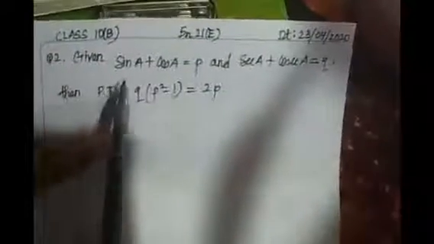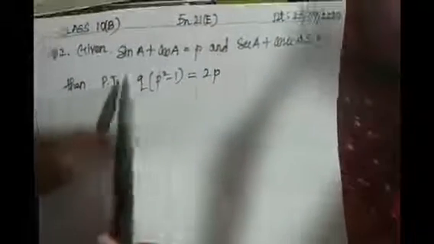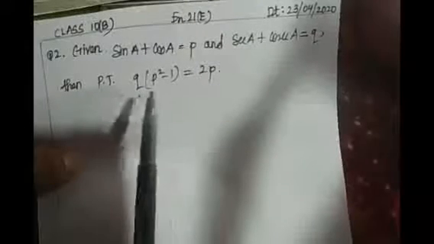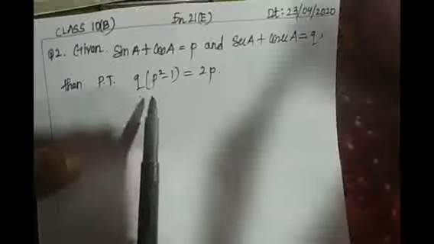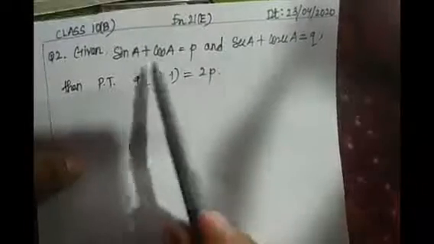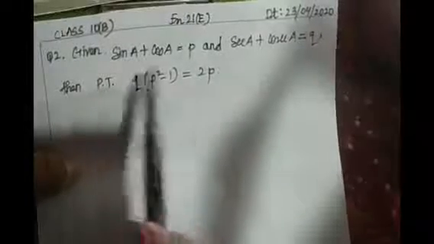Let's go to the given condition once again. Given sin A plus cos A is equal to P and sec A plus cosec A is equal to Q. So the values of small p and small q are given, and we have to prove left hand side equals right hand side. In the left hand side we have Q bracket P square minus 1. So I'll find the value for this and the value for 2P. If they are equal, then left hand side is equal to right hand side. How will I find the value for the left hand side? Put the value for Q, put the value for P, minus 1, and solve it.